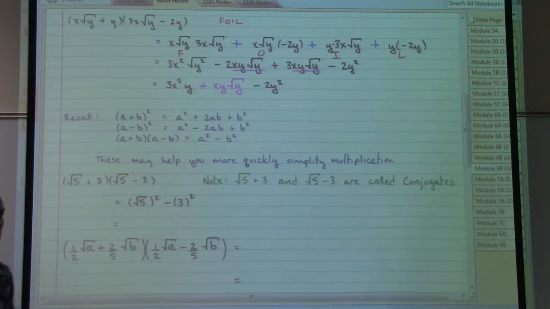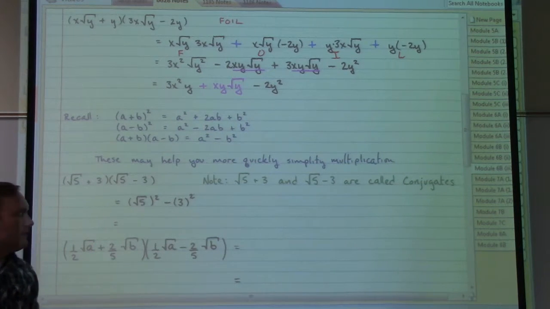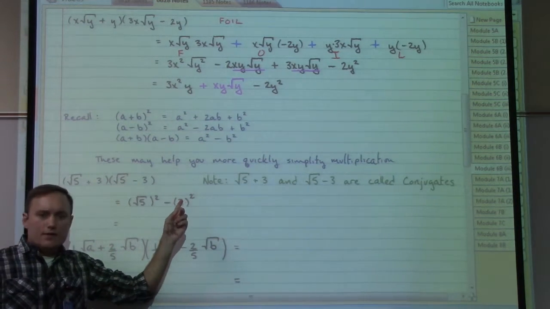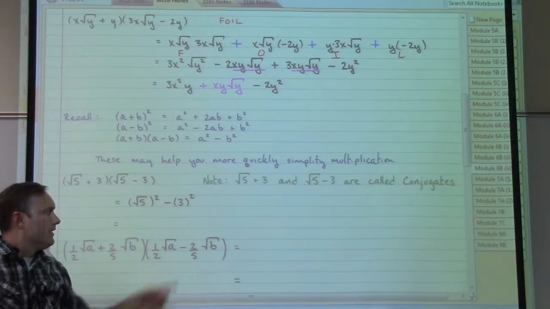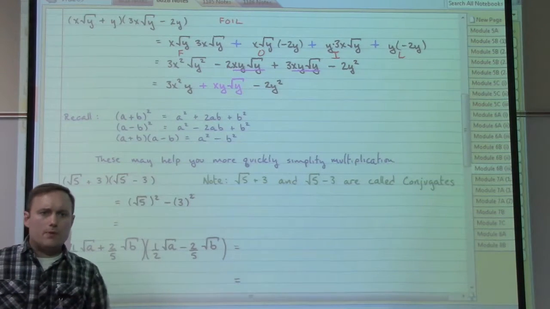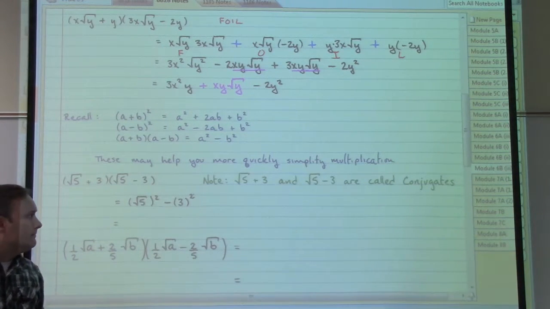The first term is a square root of 5. I would want to square that according to my formula. The second term that shows up is a 3, and I would want to square that according to my formula. And in the middle of those two things, I would want to put a minus sign according to my formula.